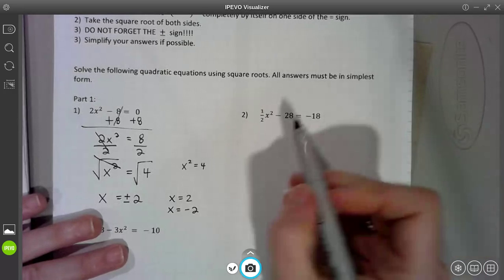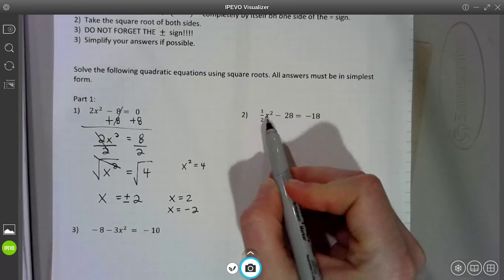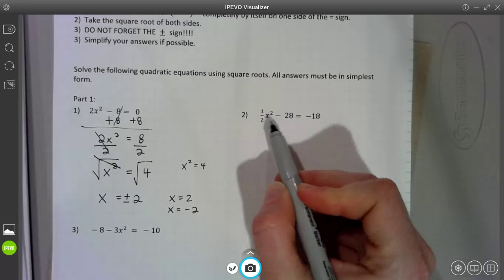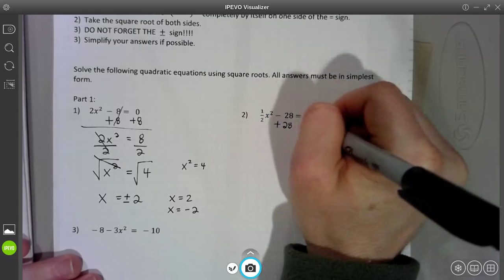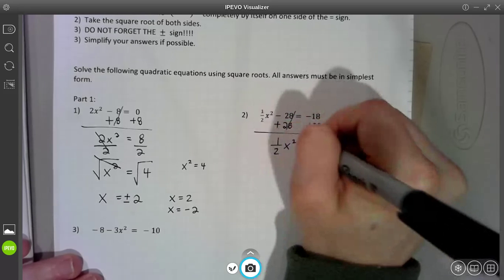Let's try it again. Same thing. There's x squared. Our job is to solve this for x. So let's get x squared by himself so I can unsquare it. So we're going to add the 28 away. All right, I get 1/2 x squared equals 10.